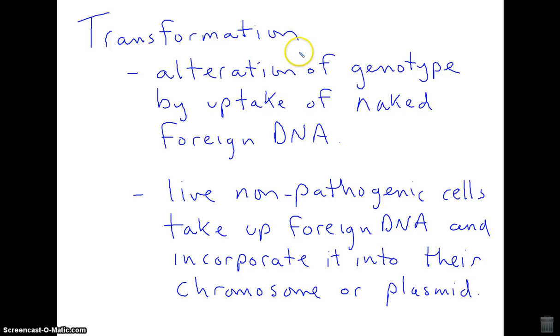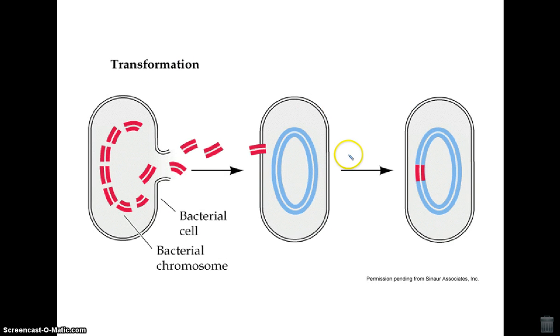So the first we're going to look at is transformation. This is the alteration of the genotype by the uptake of naked foreign DNA. Live, non-pathogenic cells will take up foreign DNA and incorporate it into their chromosome or plasmid. So they're taking DNA from another source, incorporating it into a plasmid, and then expressing those genes in the future. So here's a quick and easy picture of how it can happen. Here's one bacteria that has been lysed, it's broken up, and some of its DNA has entered through the membrane and become incorporated into the new genotype, into the new plasmid of that bacteria.